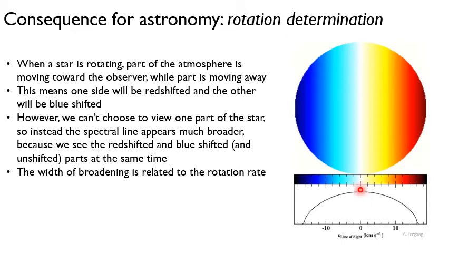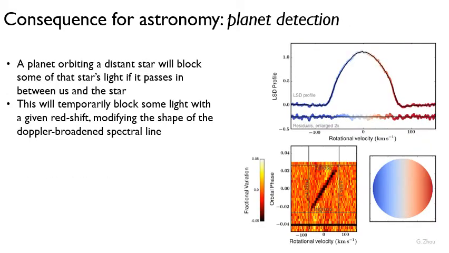So if we have a spectral line at some wavelength, that can be red shifted, can be blue shifted, and so the spectral line itself is going to be very broad, and as you see in this plot here, you can use the width of that line to actually determine what the surface velocity is of this star. And if you have an estimate of the radius, then you can determine the actual rotation rate of the star.